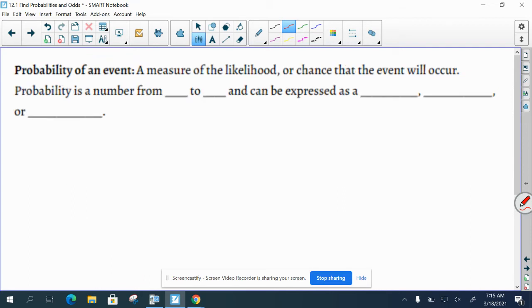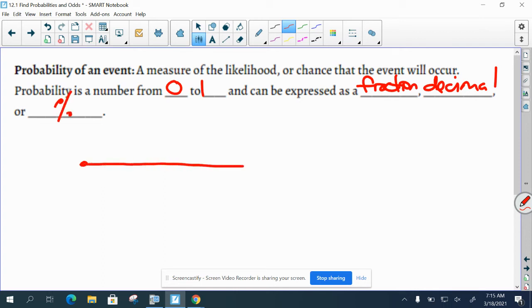All right, so probability of an event is the measure of the likelihood or chance that an event will occur. Probability goes from 0 to 1 and can be a fraction, decimal, or percent. So if you write out your probability between 0 and 1, 0 would mean that it can't happen at all, impossible. 1 means that the probability of 1 means that it's certain.